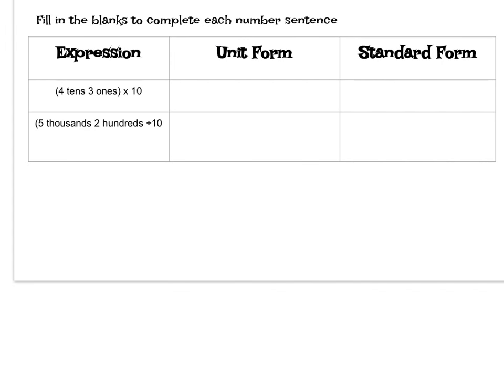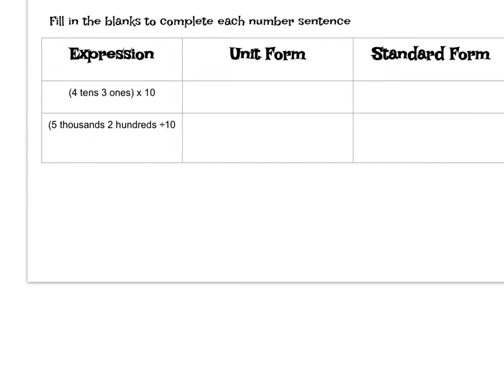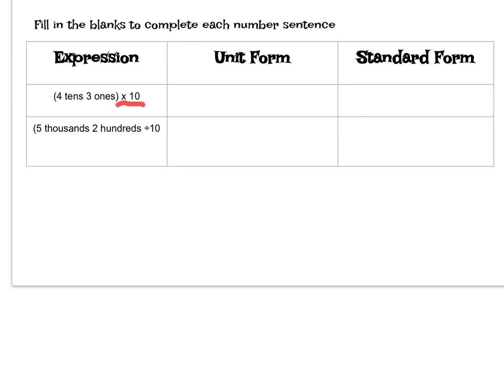Okay, so now I have to fill in the blanks to complete each number sentence. So the first expression I'm given is 4 tens, 3 ones times 10. What I have to know is when it's times 10, I'm being asked to multiply both 4 tens and 3 ones by 10. Well, 4 tens times 10 is 40 tens. But I have more than 10 of those, so I know I can do some bundling. If I want some help, I can add my place value chart.